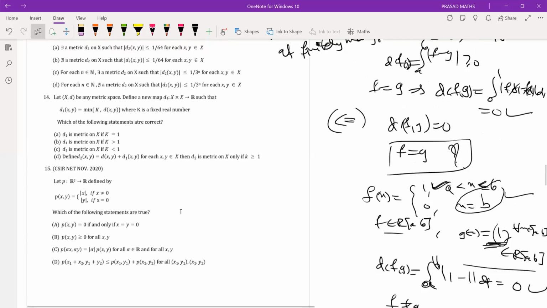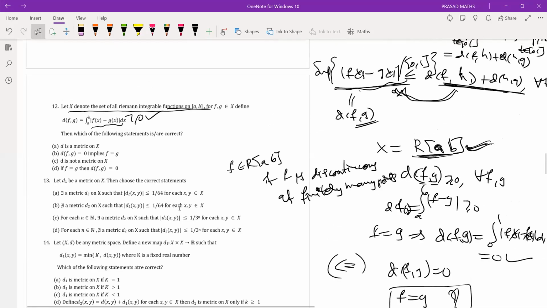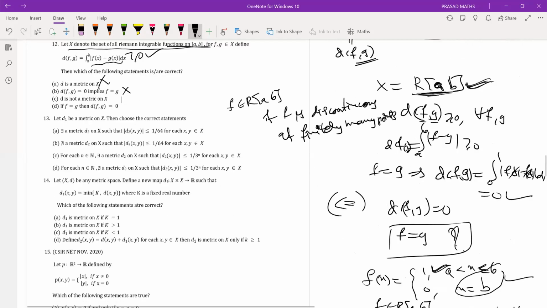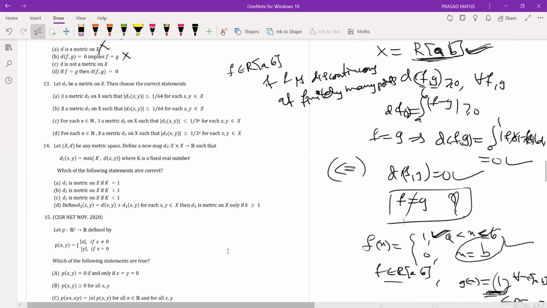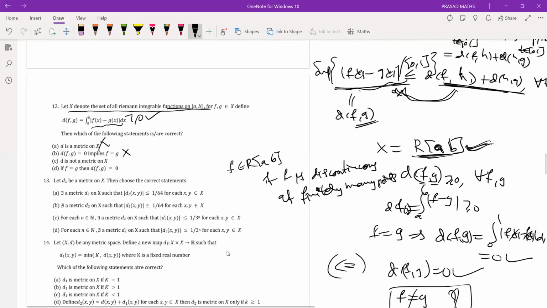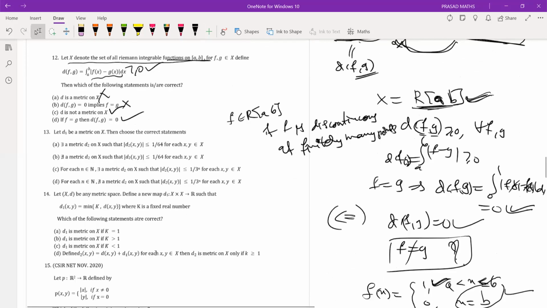So the second condition fails. What are the options you are given? D is a metric. Is it true? No, because the second condition failed. D of f comma g equals 0 implies f equals g. No, we have shown that the distance is 0 but f is not equal to g. So the second option is false. D is not a metric. It is always true. If f equals g, the distance is 0. This is right. We have shown that if f equals g, the distance is 0. So this is the option.